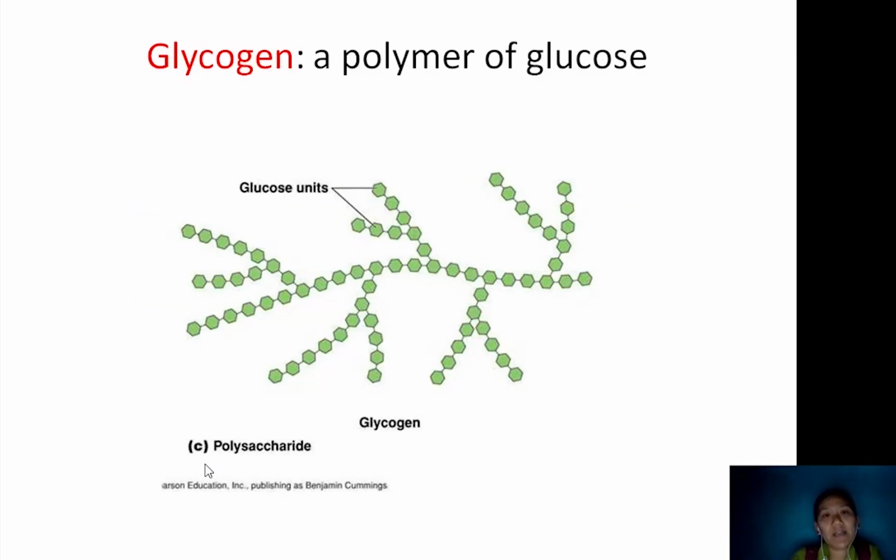Next, glycogen. Glycogen is again a polymer of glucose. And in the case of animals, this glycogen acts as a storage. So the excess glucose is converted into glycogen, and it is stored. So here you can see these are 6-carbon hexoses. These are the glucose, and we have a chain of glucose forming a polysaccharide, and this chain is branched. Glycogen has a branched structure.